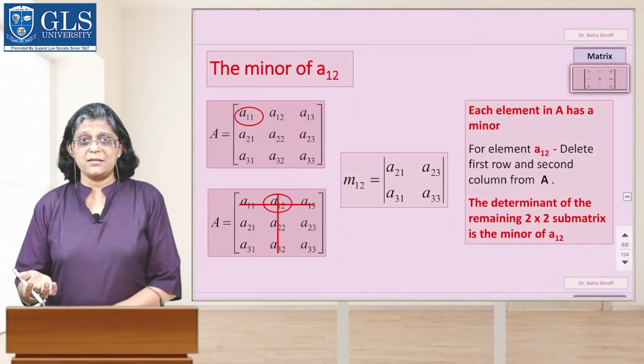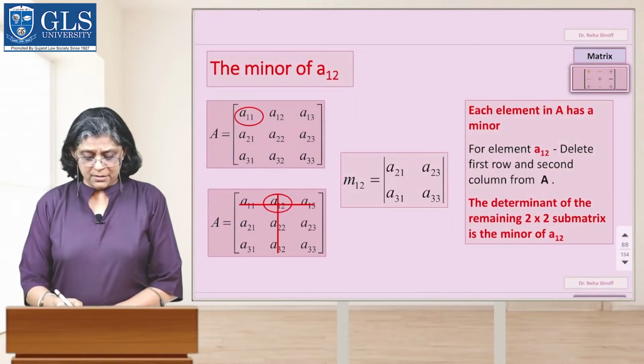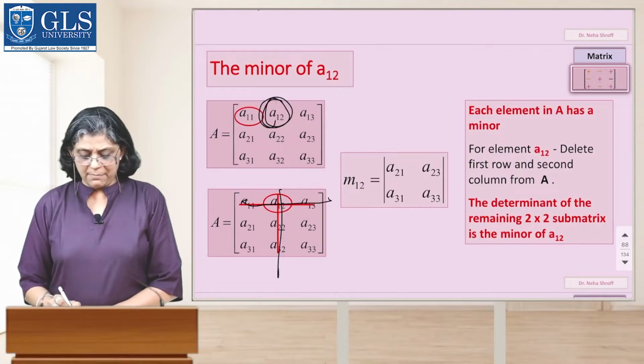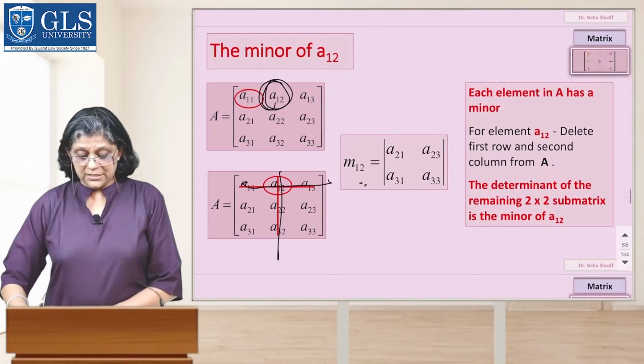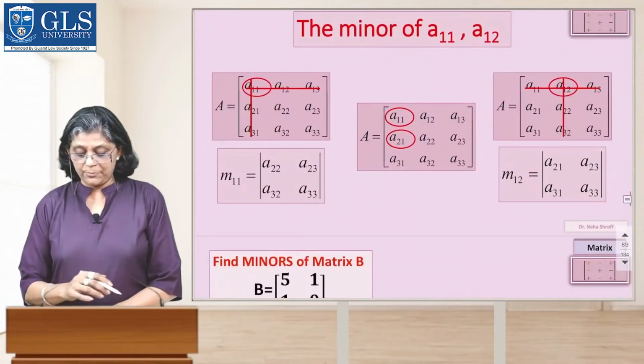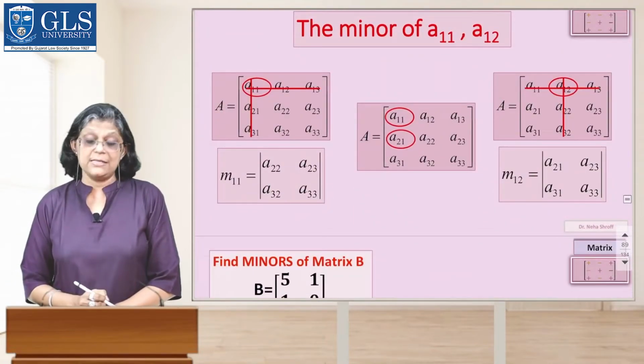Let's try another. The minor of A12, here we need the 1 2 element, so I delete that row, that column, and the minor of first row, second column is the resultant matrix. In the same way you can find the minor of any matrix.